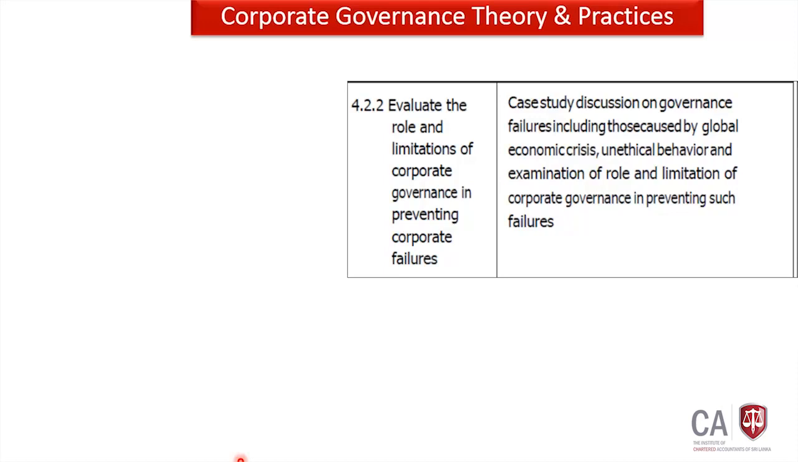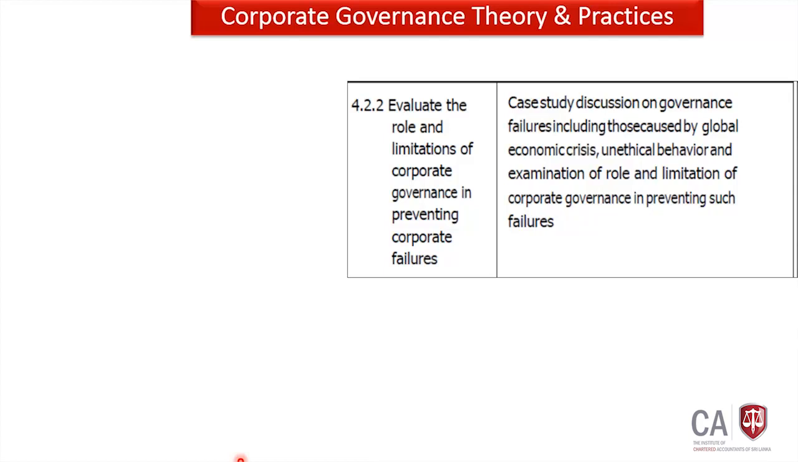One is definition of governance from multiple perspectives, and then we learn governance and management. That is 4.1.1. Then I am coming to the next learning point of the syllabus, that is, evaluate the role and limitation of corporate governance in preventing corporate failures.